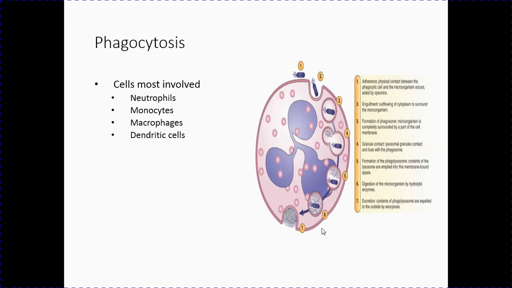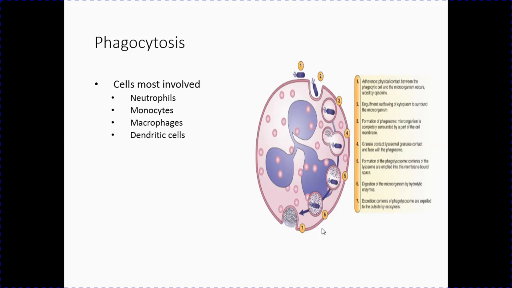One of the other main purposes of the secondary line of defense is phagocytosis. This is a big one. The main purpose of the inflammatory response that happens during the second line of defense is to attract cells to the site of infection or the site of damage, and to remove the damaged tissue or the pathogens from that area.